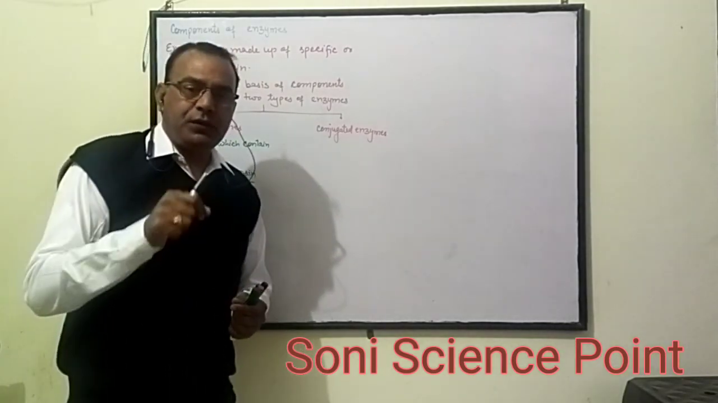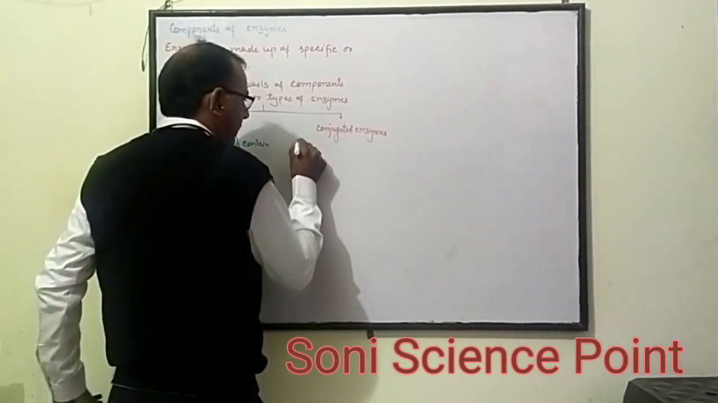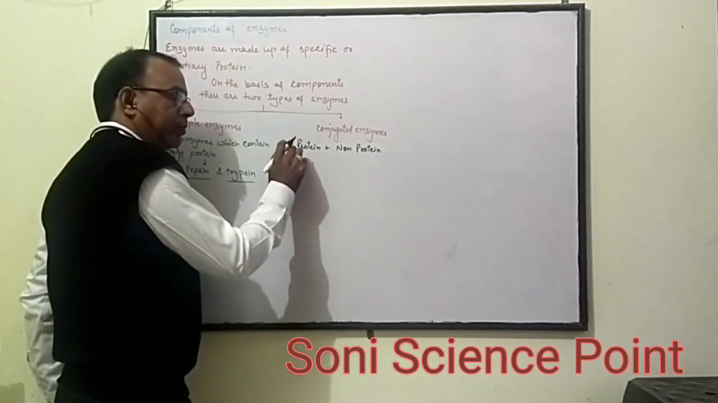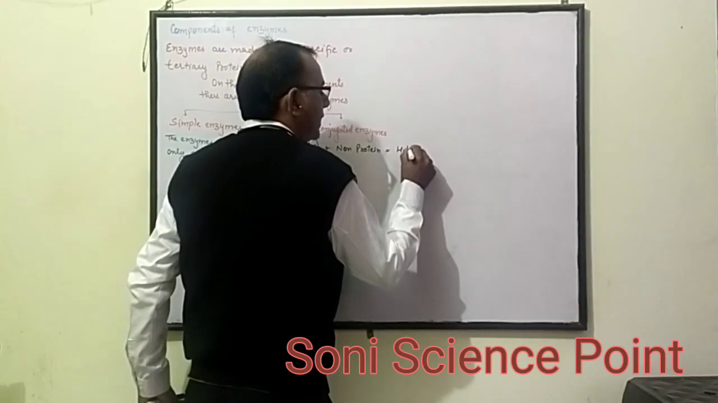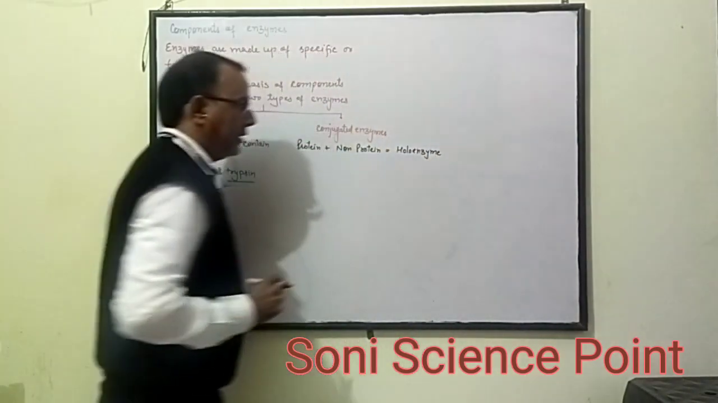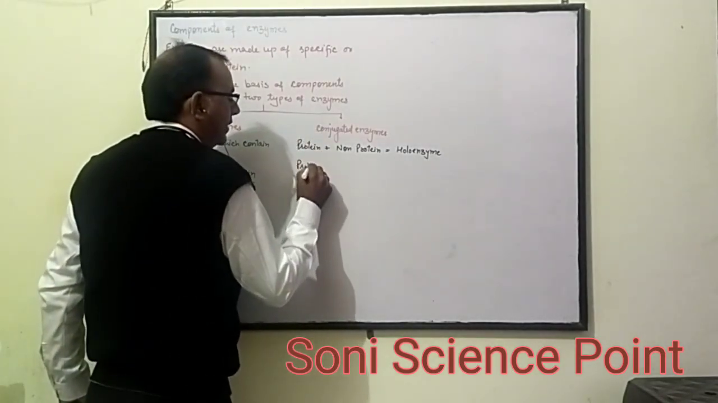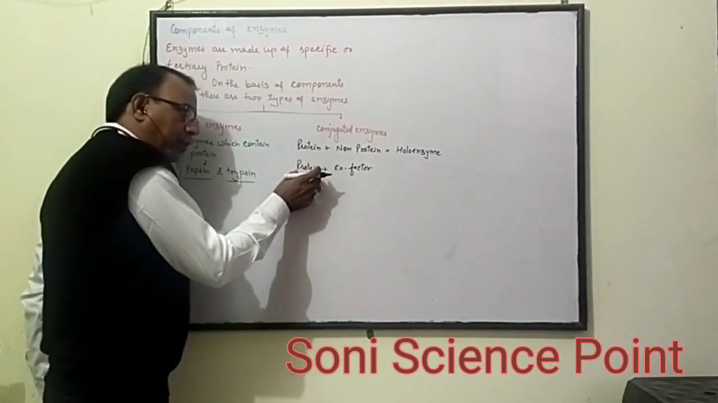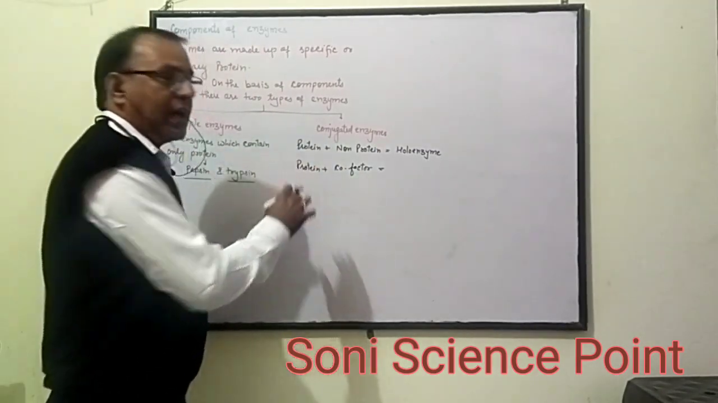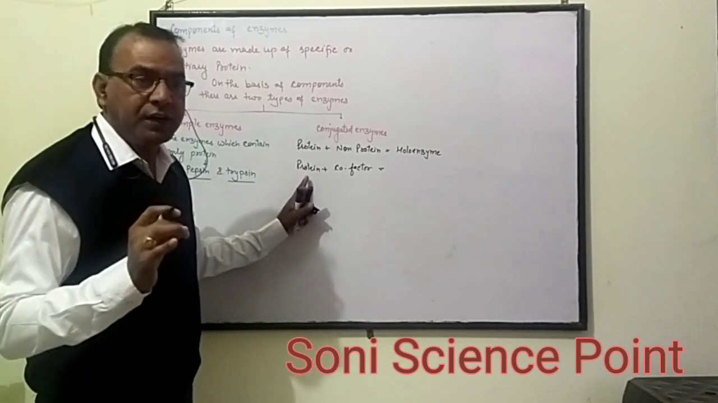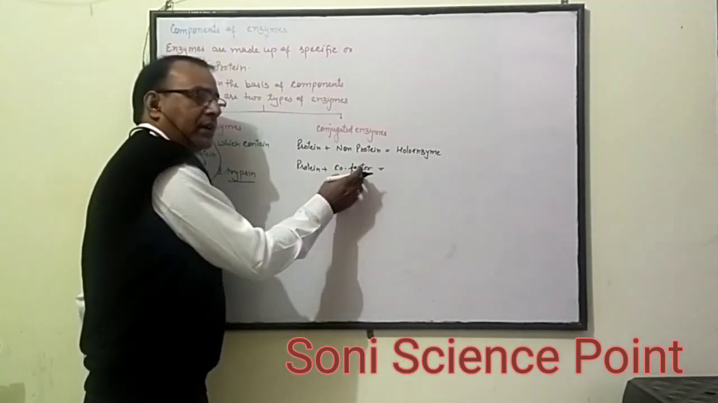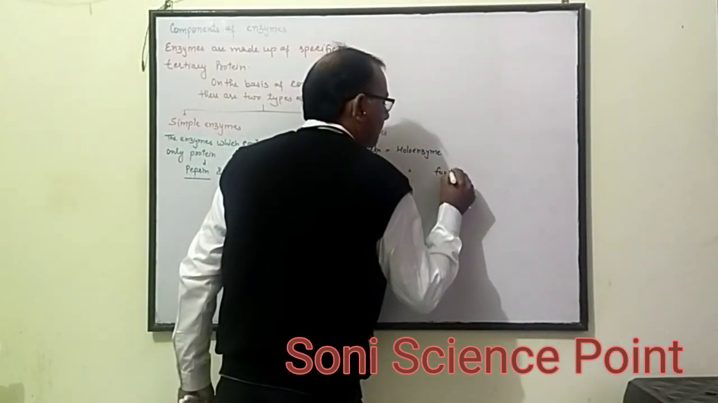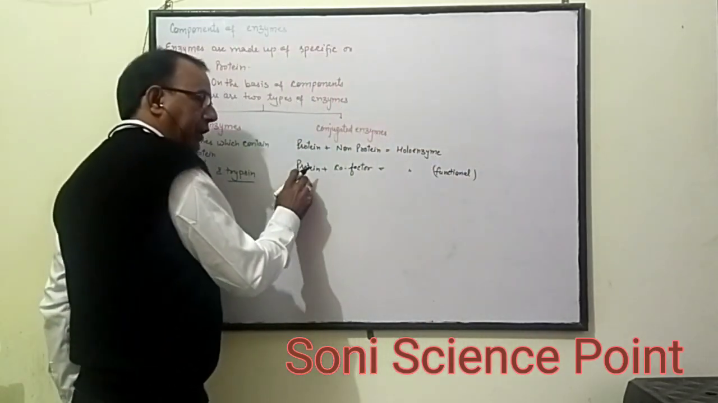Conjugated enzyme is the enzyme which contains protein and a non-protein part. It means the enzymes which contain protein plus a non-protein part. Such an enzyme is called a holoenzyme. For example, if an enzyme contains protein and the non-protein part is a cofactor, the protein part alone is non-functional. But with the help of the cofactor, this enzyme becomes functional or active. This is called the holoenzyme, which is functional when the enzyme contains protein plus cofactor.